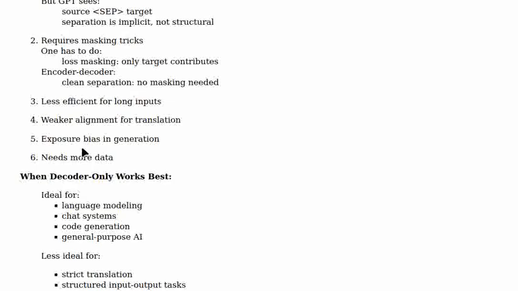5. The model could have exposure bias during generation. During inference, the model uses its own predictions and errors could accumulate over time. 6. It needs more data as the model must learn the task, the language, and the alignment all at once, demanding larger datasets.